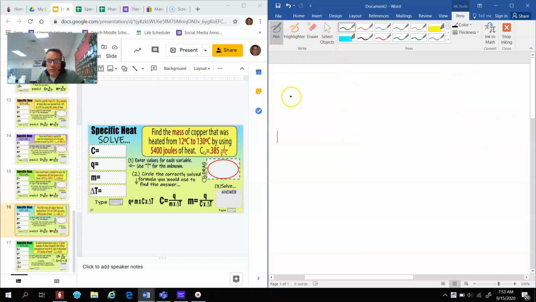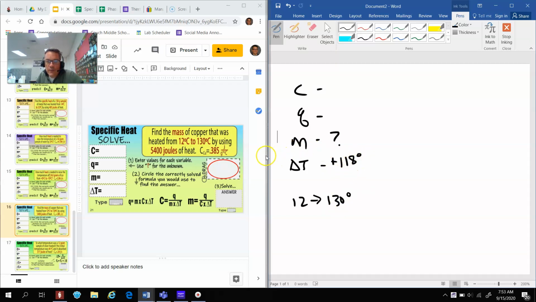And our last one here is asking about finding the mass. So we're going to have to rearrange the formula a little bit on this one. We don't know the mass. We're going to go from 12 to 130. It's a pretty big temperature increase. So that's going to be 118 degrees. Again, change in temperature: how much hotter is it getting? Remember, this can be negative, which means we'd get a negative joule value. And C in this case is 0.385. It's probably a conductor. It has a very low capacity. Actually, we do know Q. Hang on. 5,400 joules.